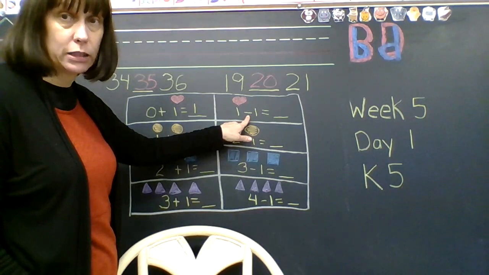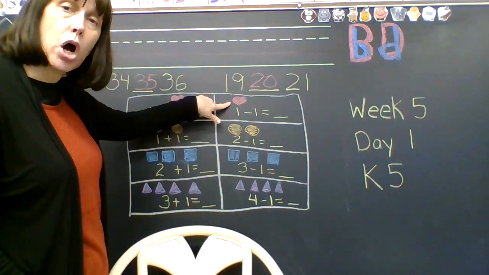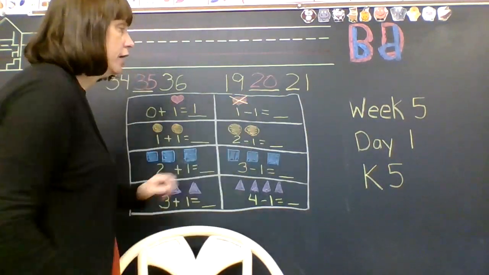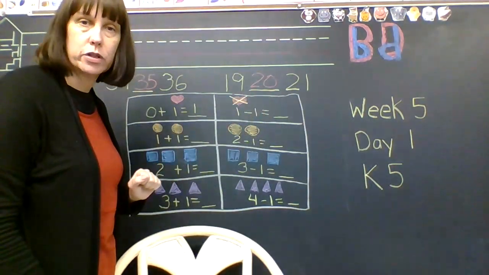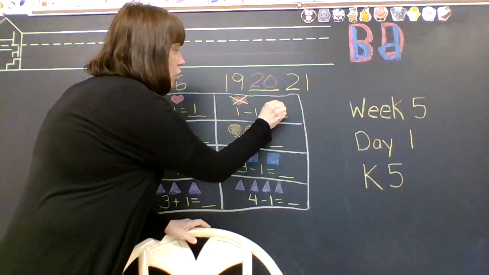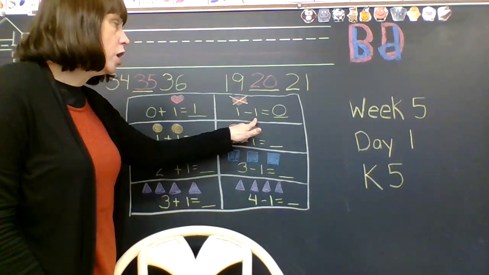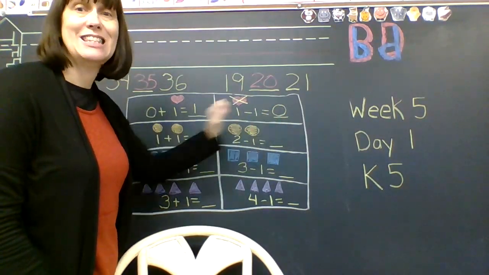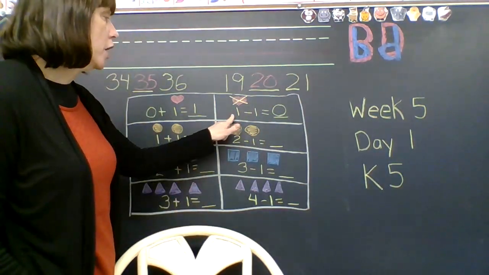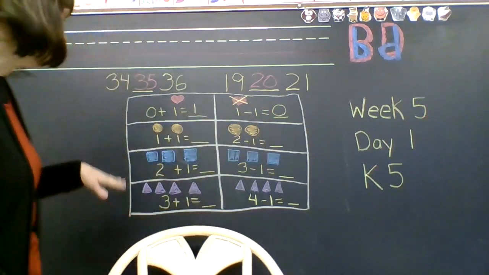We are subtracting. Now, boys and girls, if we have 1 heart minus 1 heart, how many hearts do we have left? 0. So 1 minus 1 equals 0. All right, say that with me. 1 minus 1 equals 0. Now, look here, boys and girls.